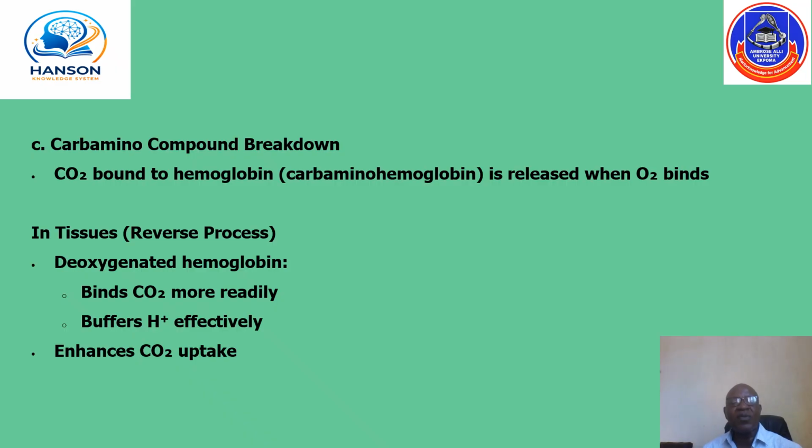Carbamino compound breakdown. Carbon dioxide binds to hemoglobin to form carbamino hemoglobin, and it's released when oxygen binds. In tissues, it's a reverse process. Deoxygenated hemoglobin binds carbon dioxide more readily, while buffering ions effectively enhance carbon dioxide uptake.